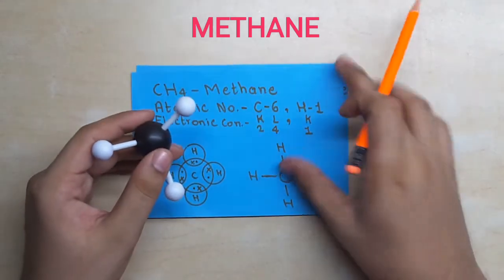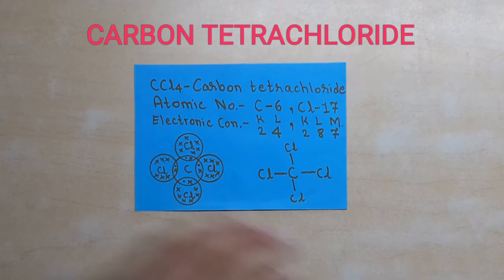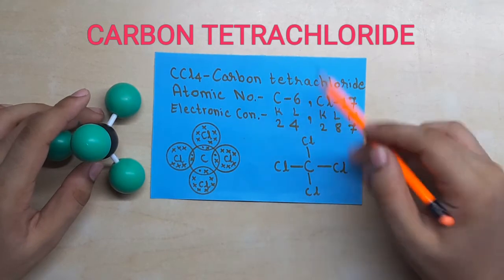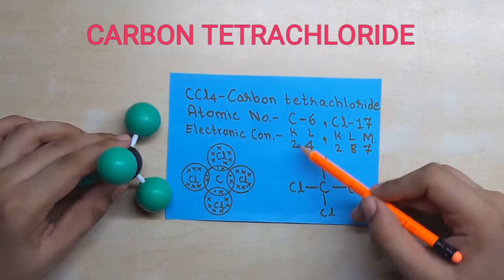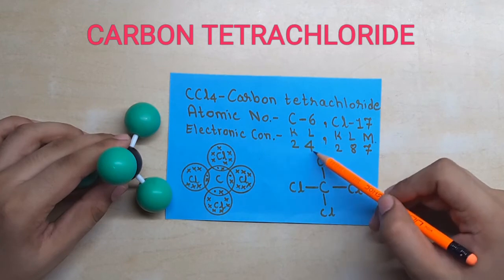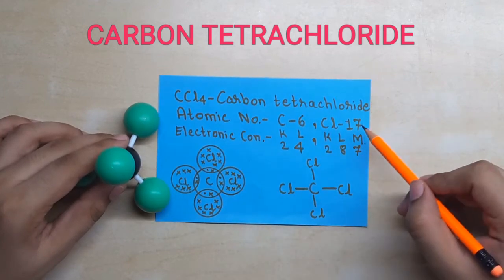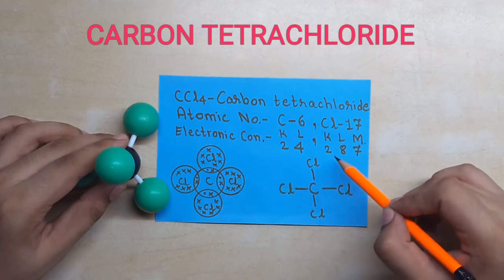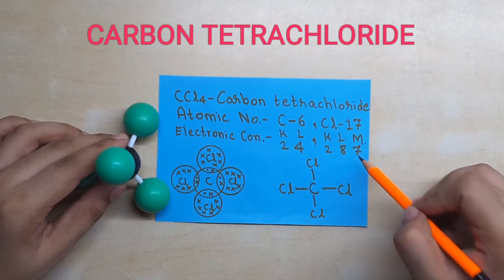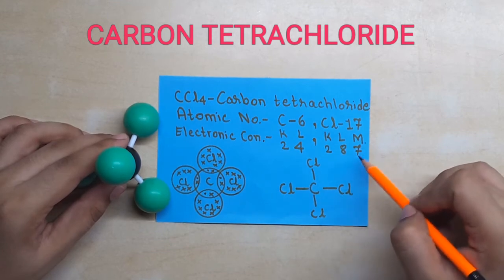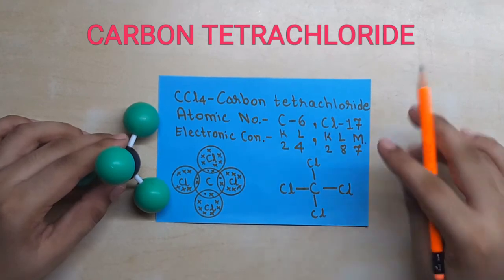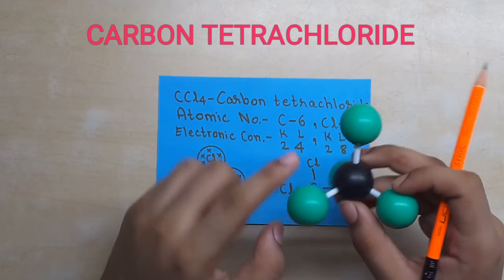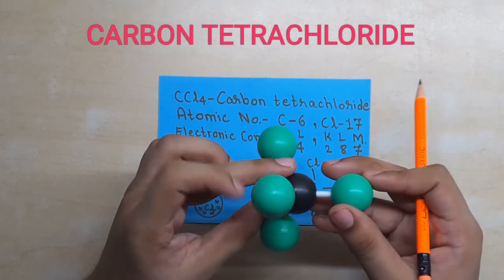Similarly, carbon tetrachloride or CCl4, atomic number of carbon is 6, 2 electrons in K shell and 4 electrons in L shell, and atomic number of chlorine is 17. So its electronic configuration would be 2 electrons in K shell, 8 electrons in L shell and 7 electrons in M shell. Thus chlorine requires 1 more electron to complete its octet. Thus carbon forms single bonds with 4 chlorine atoms.